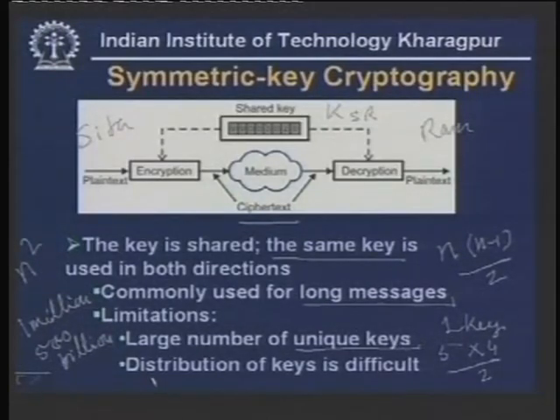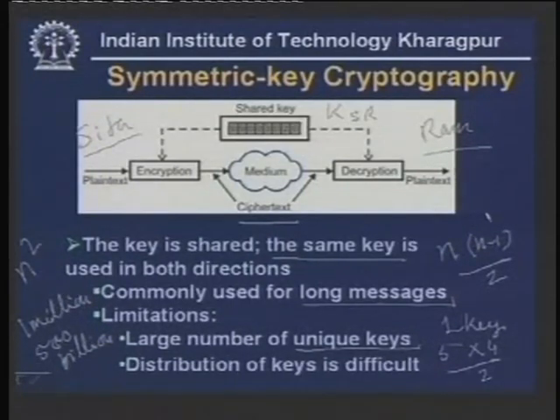Moreover, another problem is distribution of the keys. You have to distribute so many keys secretly to all the users. That means, this key KSR should be known only to Sita and Ram, but nobody else. So, n square keys, n into n minus 1 by 2, actually are to be known only to a pair of users, not by each; each will be known to a pair of users. So, this makes distribution of keys very difficult.